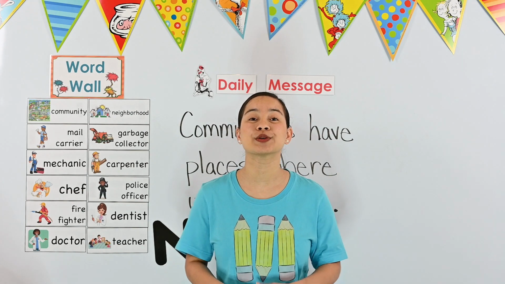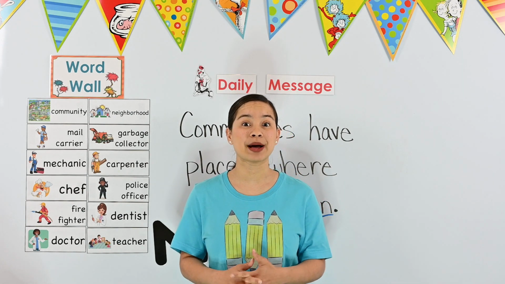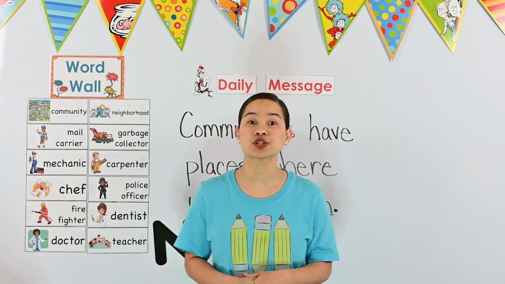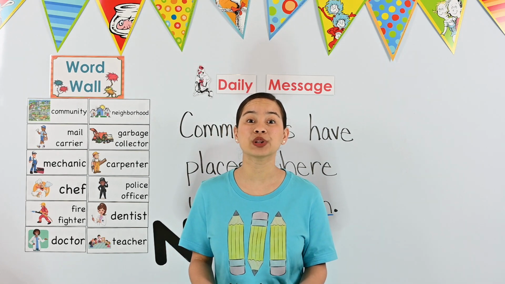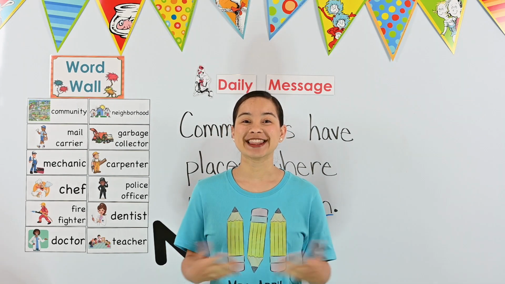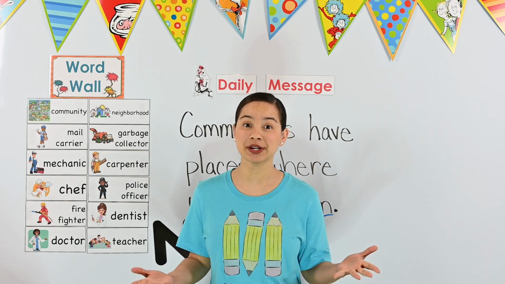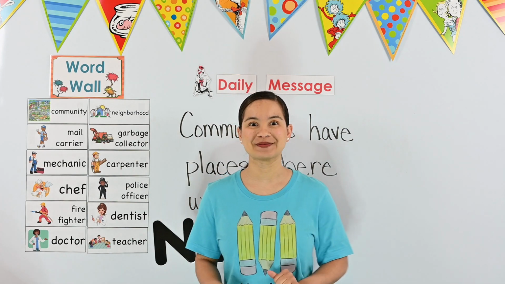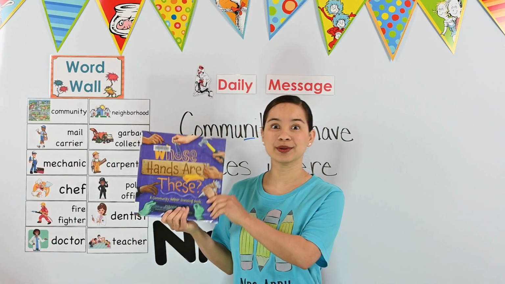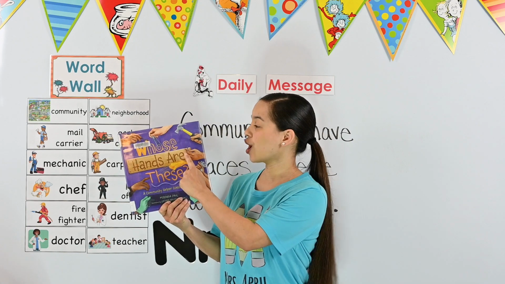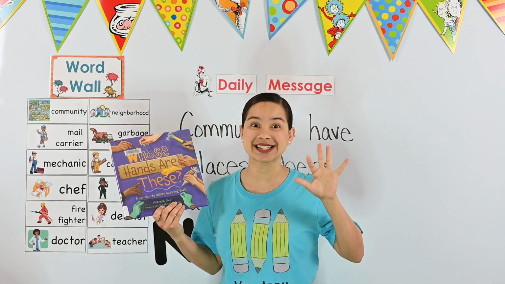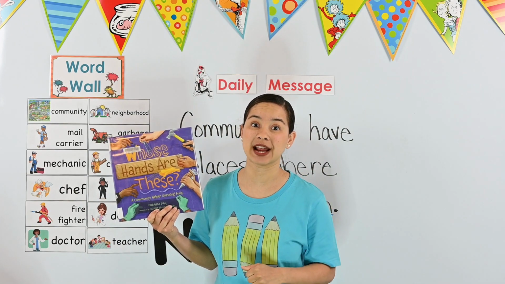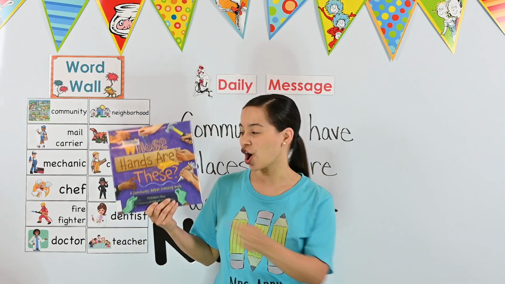Today, we are going to read a book. This book is about community helpers that help us to learn, but it's also about other community helpers that we've been learning about last week and this week. This book will give us clues about different community helpers, and we have to guess which community helper it's talking about. The title of our book today is Whose Hands Are These? We're going to see our community helpers' hands, and they're going to be doing different things with their hands, and we have to guess who they are.